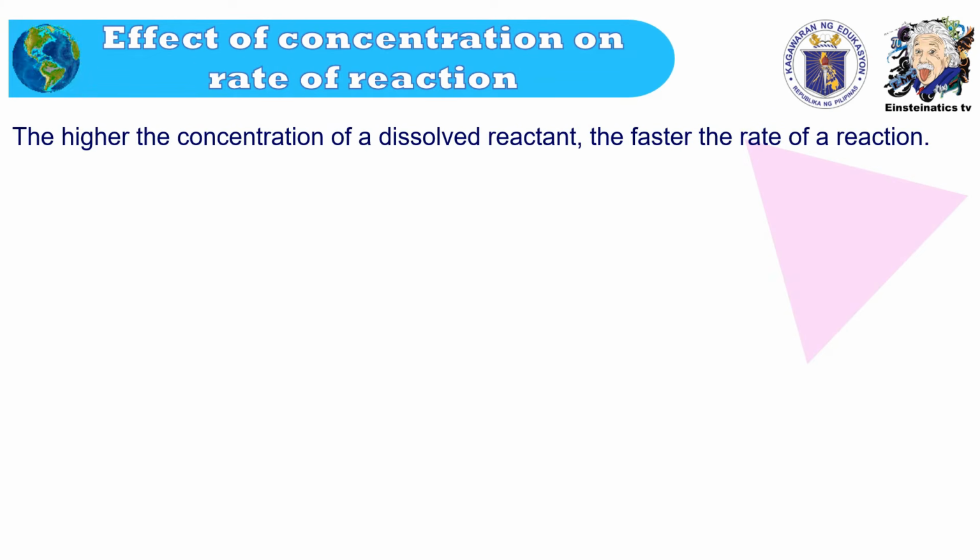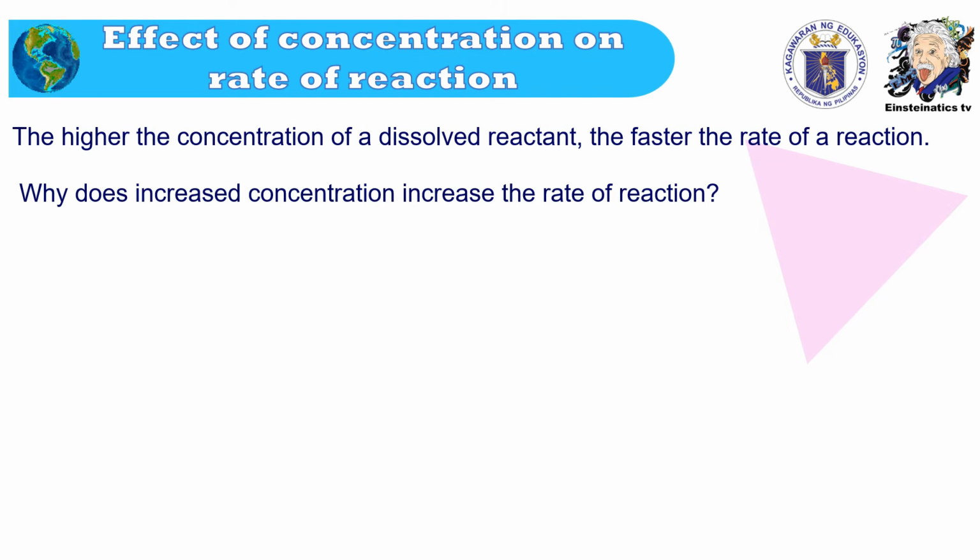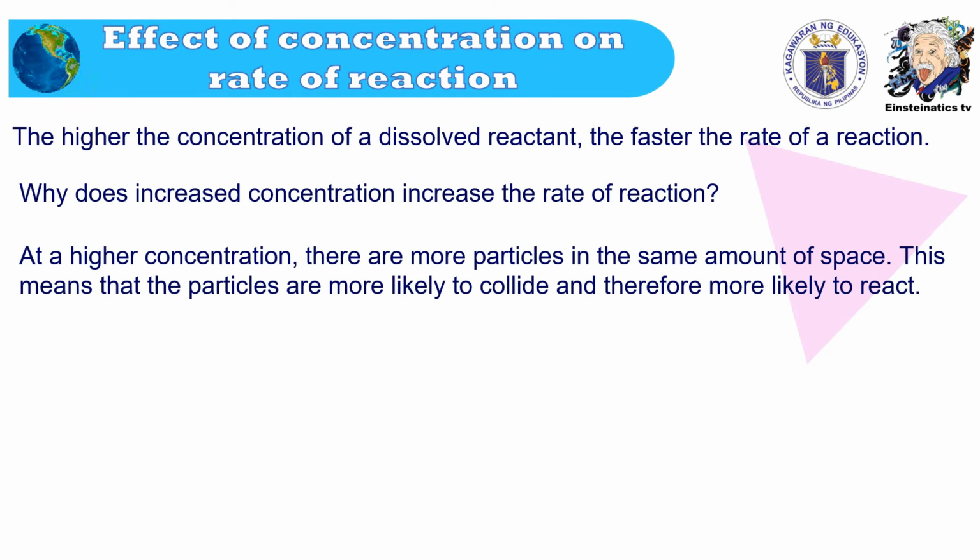The next factor that affects the rate of chemical reaction is the effect of concentration. So how does concentration affect the rate of chemical reaction? Now, the higher the concentration of the dissolved reactant, the faster the rate of reaction. So you might be wondering, paano nga ba pag nag-increase yung kanyang concentration, paano nga ba nito pinapabilis or nag-increase din yung rate of reaction?